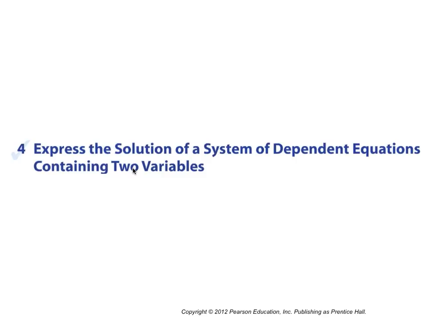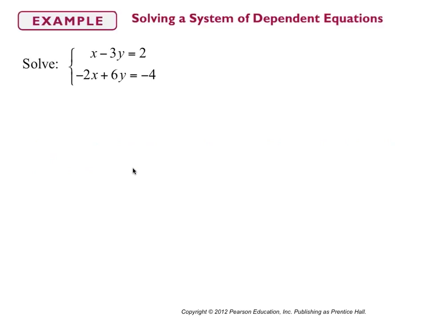Okay, now let's express the solution of a system of dependent equations that contains two variables. So we've talked about independent equations a couple of times now, but now let's do some dependent equations. So let's say we have x minus 3y equals 2 and negative 2x plus 6y equals negative 4. We're going to do the same thing that we did last time, add 3y to both sides. So we get x equals 3y plus 2. And then we use substitution, so we have negative 2 times 3y plus 2 plus 6y equals negative 4.